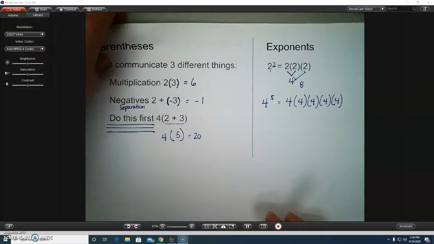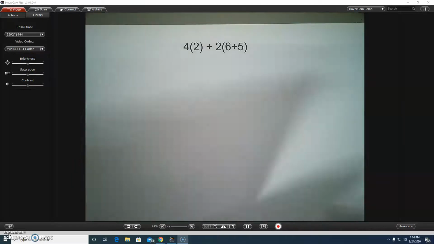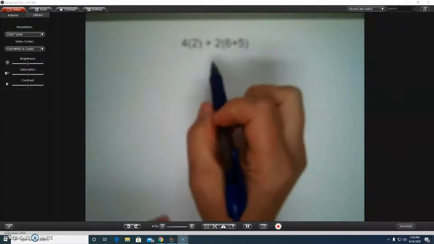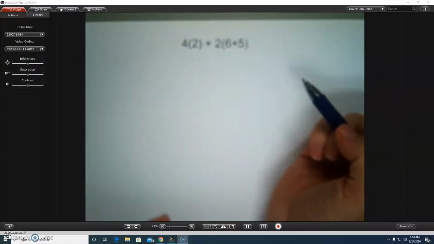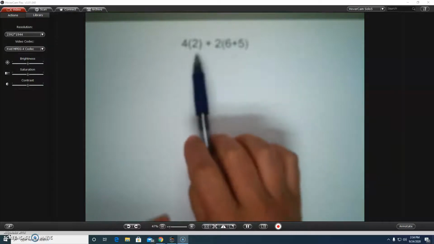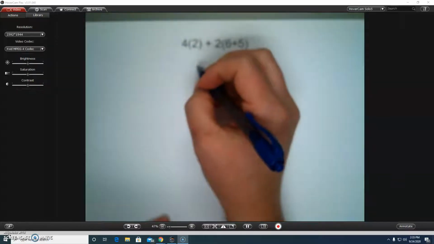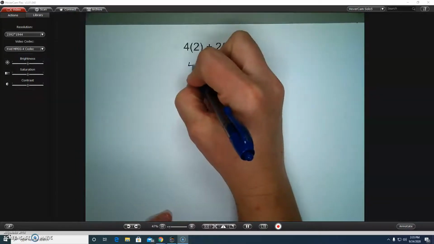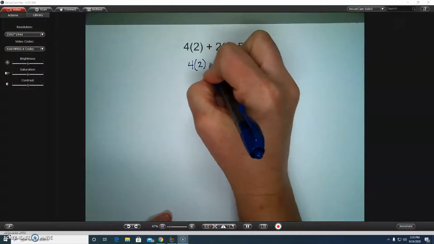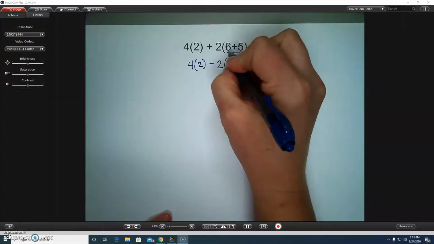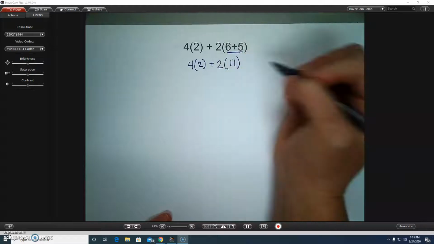We're going to try a couple of practice problems together. So my first one here, I look at it and I have 2 different sets of parentheses. This set of parentheses says do me first, and this set says multiply. So I need to do this one first. So then I'm going to have 4 times 2 that stays out front that I'm not going to touch yet. And then I've got 2 times, well, 6 plus 5 is 11.